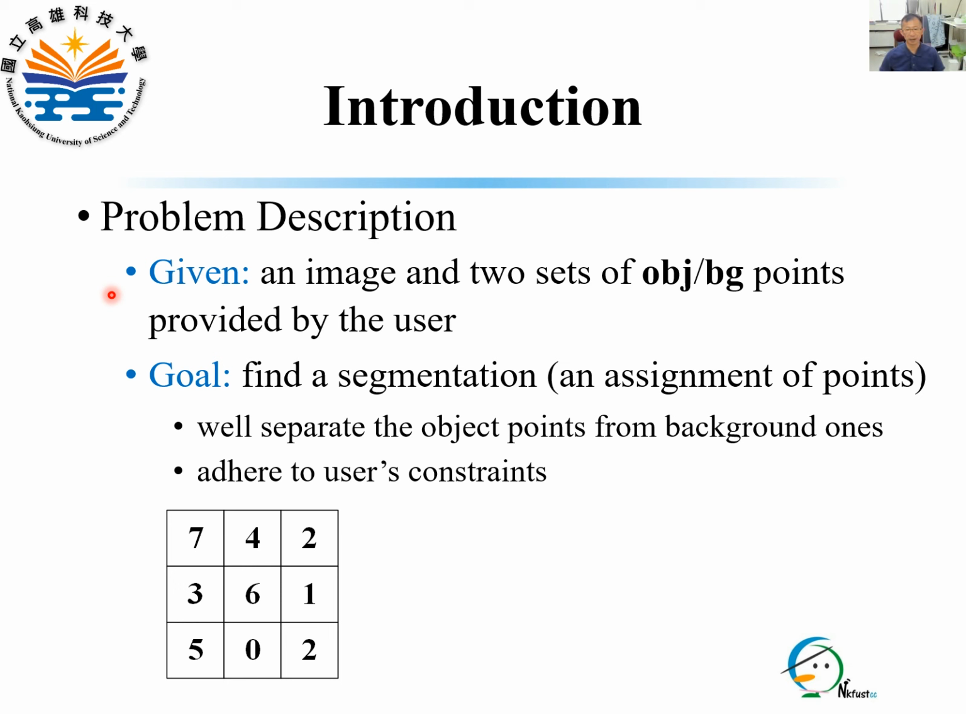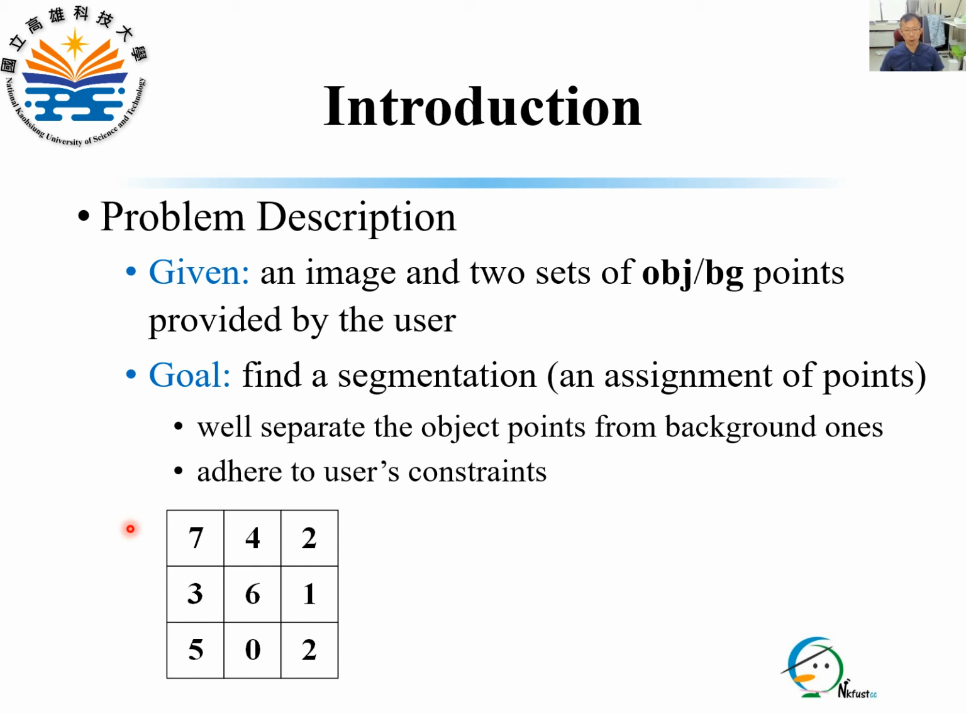In detail, for a given image and two sets of object and background points provided by the user, the goal of interactive segmentation is to find a segmentation and assignment of all points to background or object labels. This segmentation should well separate the object points from background ones, while adhering to user constraints.